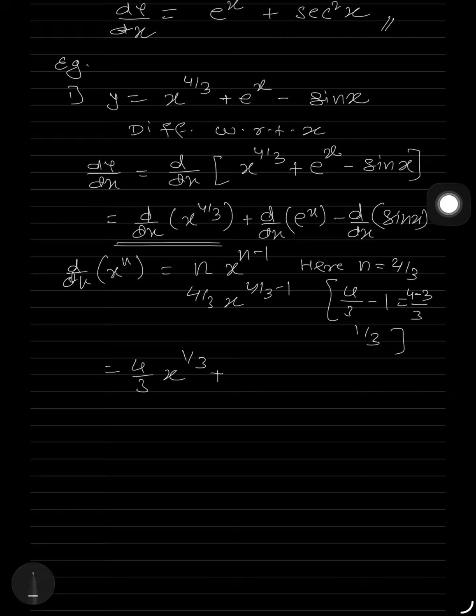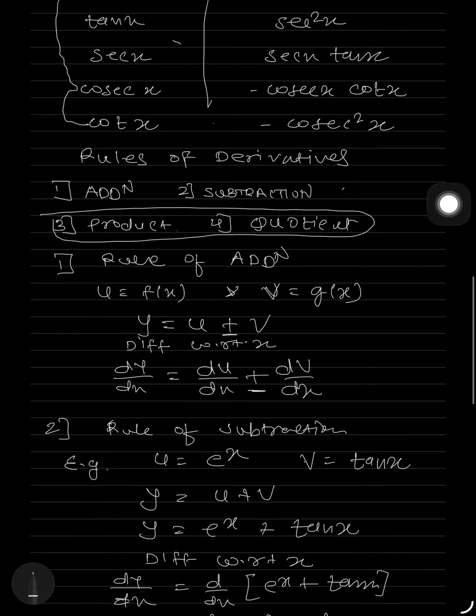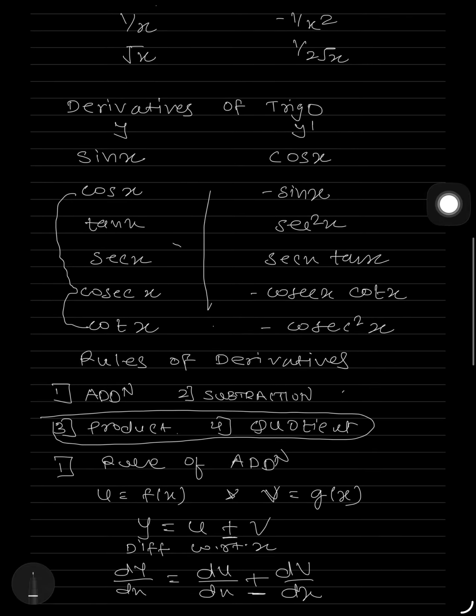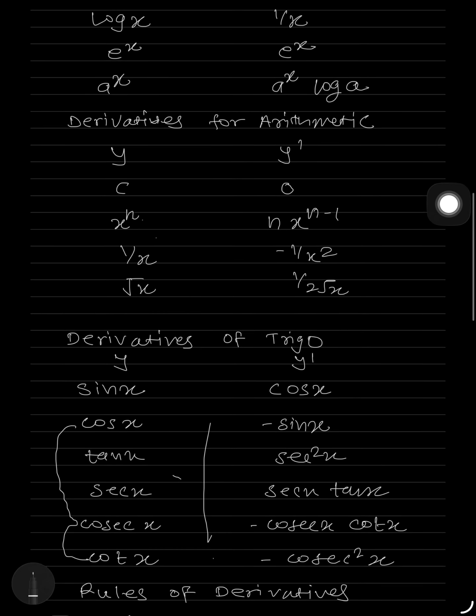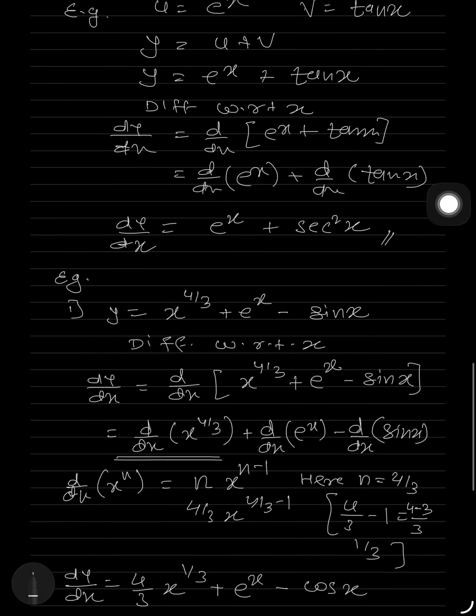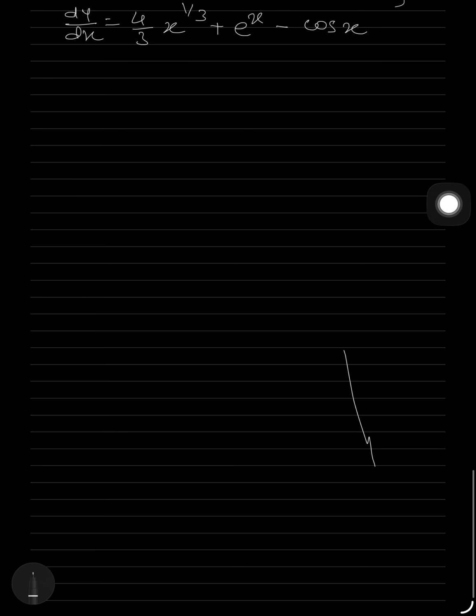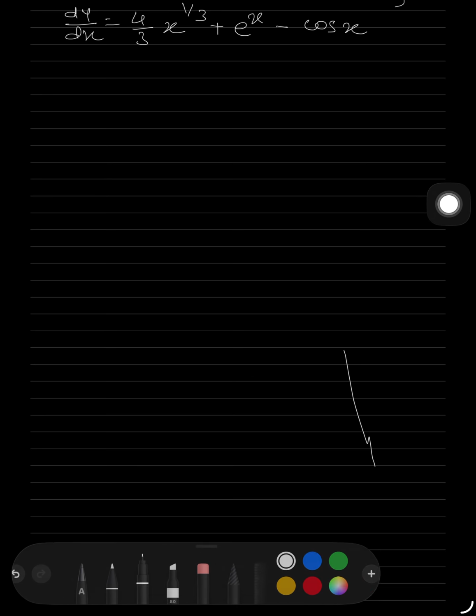Directly we can use the formulas: the derivative of e raised to x is e raised to x, minus the derivative of sin x, which is cos x. So this is your final answer for the addition and subtraction. We can check out the formulas.